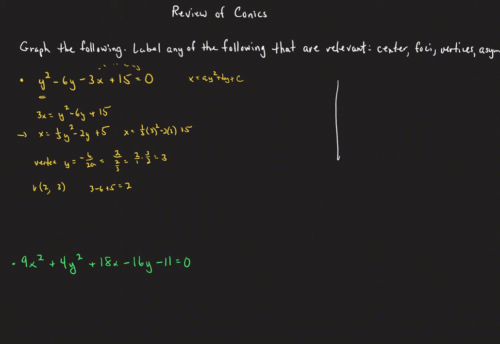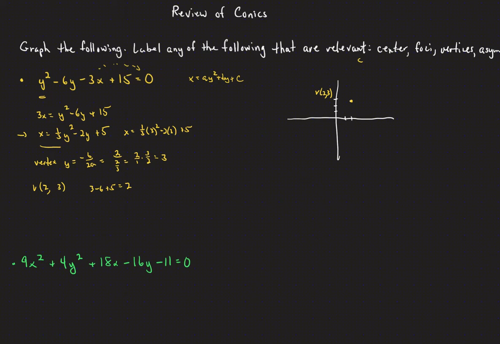So let's see what that looks like. We've got 2, 3, and that's going to be our vertex. Now we can see that x is equal to a positive y squared, so this is going to open to the right, so I can safely name our vertex over on the left side and not get in the way of our graph.